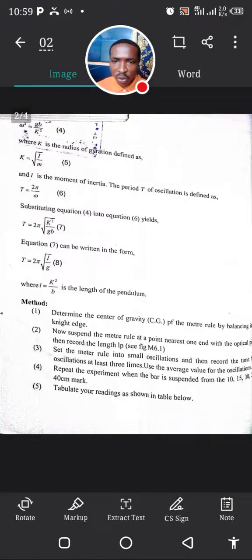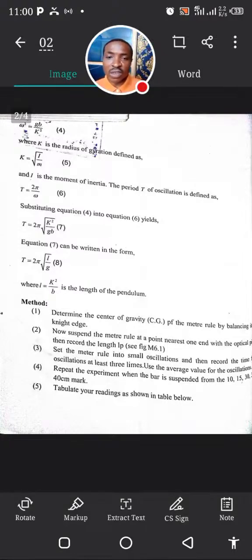So under the method, you look at, say, determine the center of gravity. Like I said before, determination of the center of gravity is number one, of the meter rule, by balancing it on the knife edge. Then suspend the meter rule at a point nearest one end with the optical pin, then record the length, okay, this LP. The meter rule has been drilled, and each of the lengths is going to be shown on the table of values anyway. So it's 5, 10, 15 up to 20 or 25, 30, 35 as the case may be.